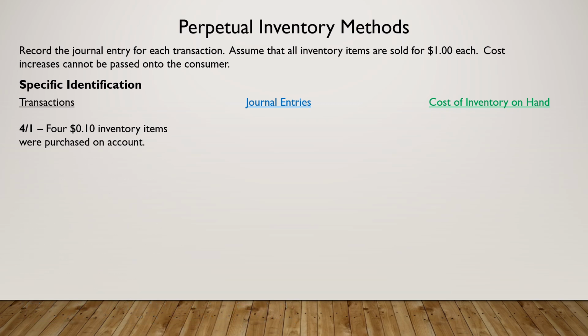Starting with the entry on April 1st, the company buys 4 10-cent items on account. The journal entry will have a debit to merchandise inventory and a credit to accounts payable for 40 cents, the product of the 4 items purchased at their purchase prices. At this point, the cost of inventory on hand is also that product.